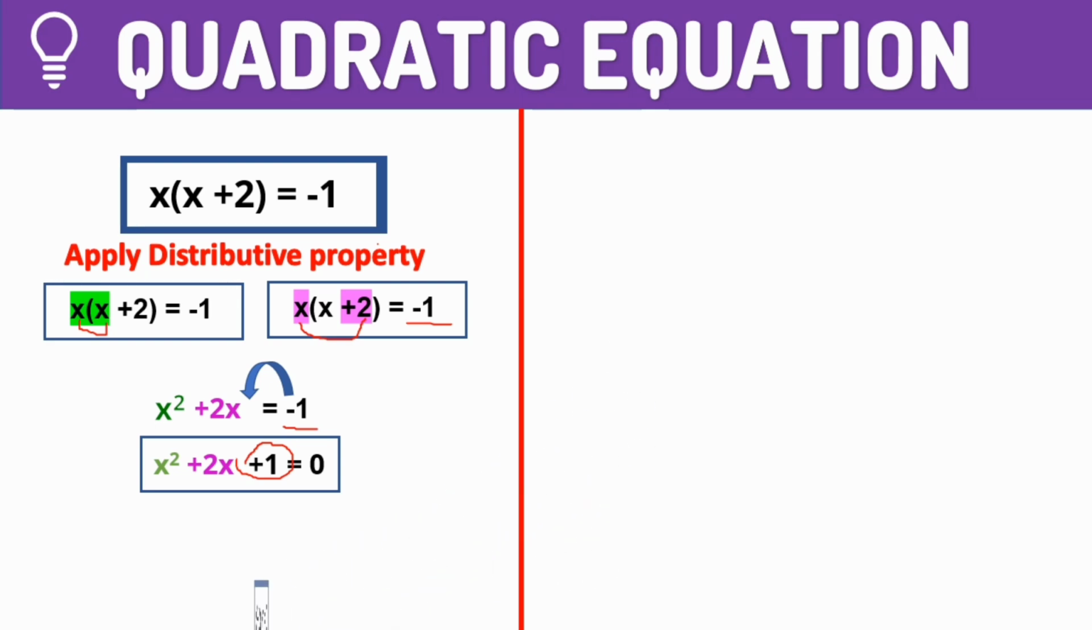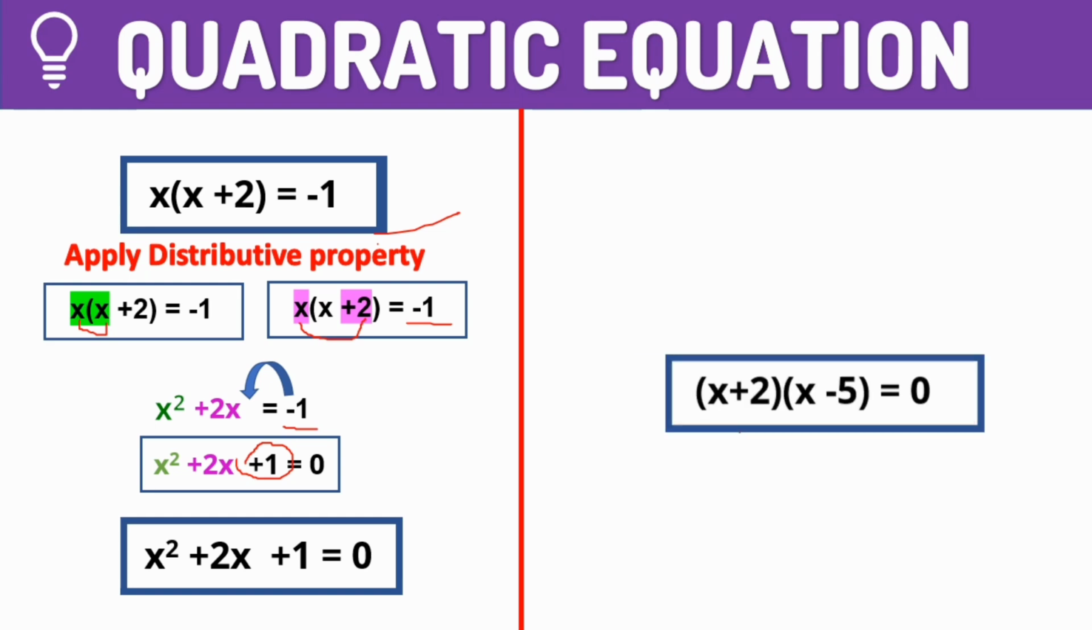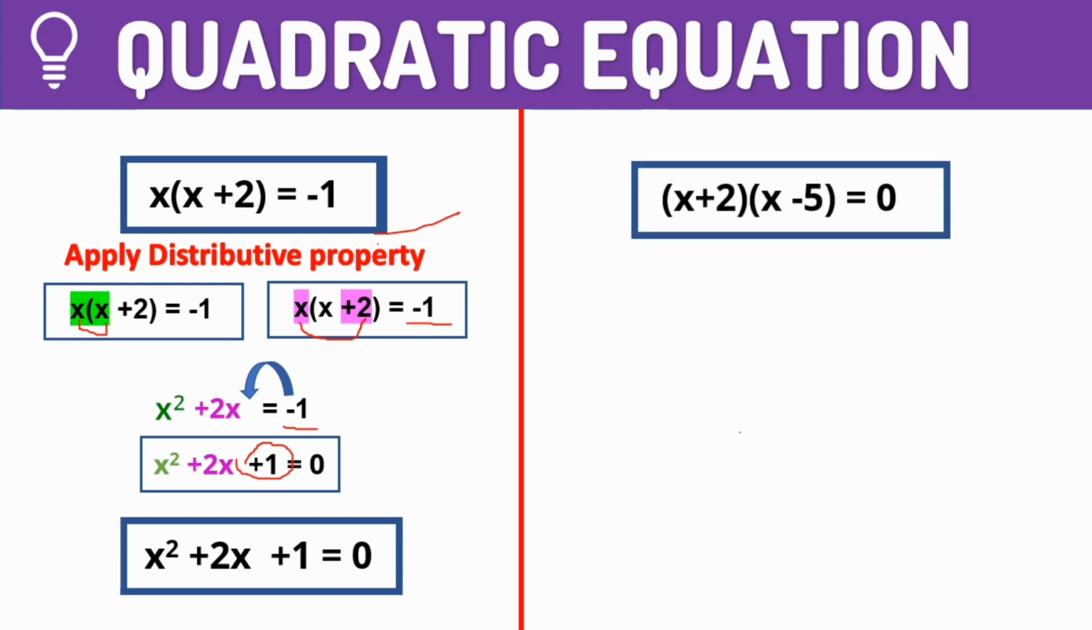You can see now that we have the highest exponent of 2 in its product. Therefore, this is also an example of a quadratic equation. Another example, we have the quantity x plus 2 times the quantity x minus 5 is equal to 0. This is a multiplication of two binomials.